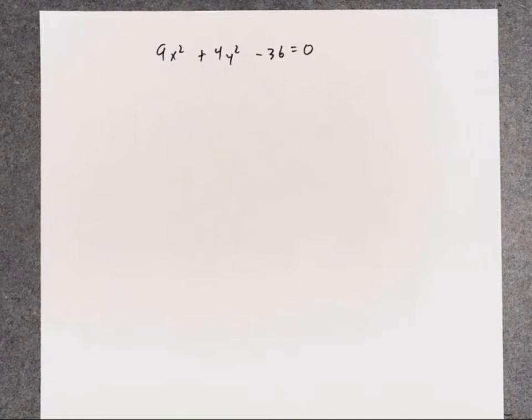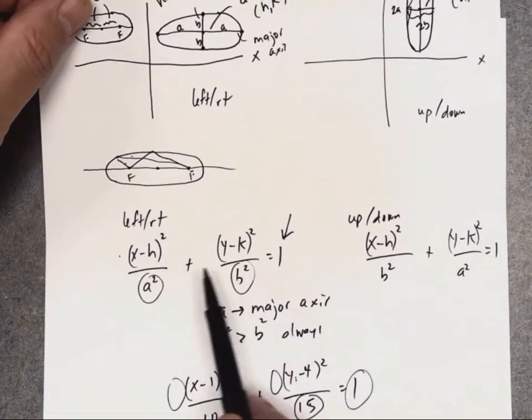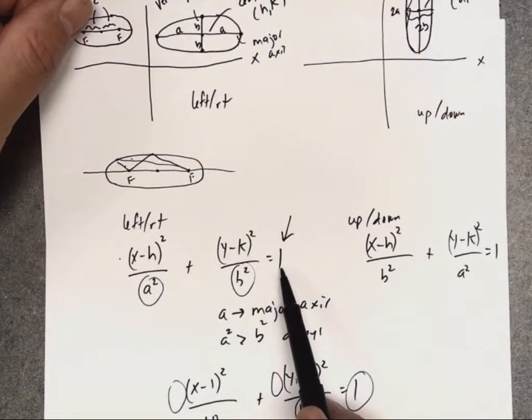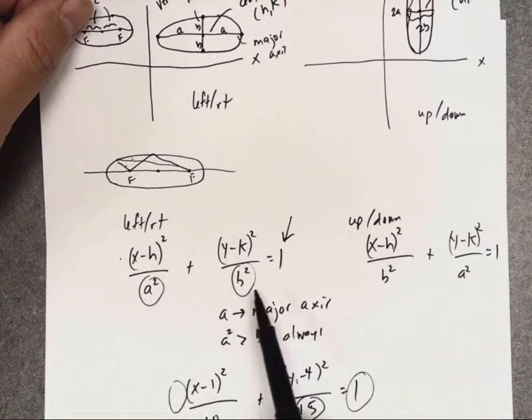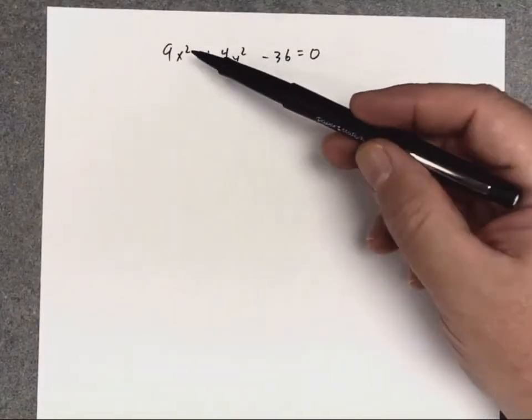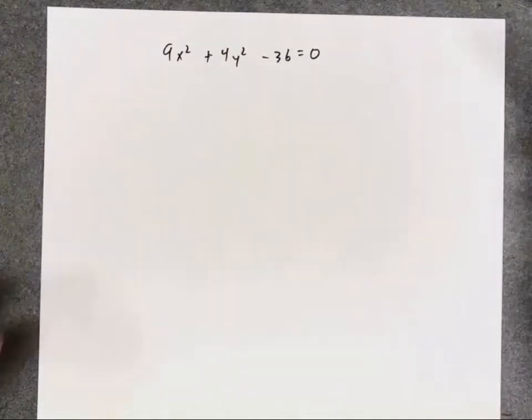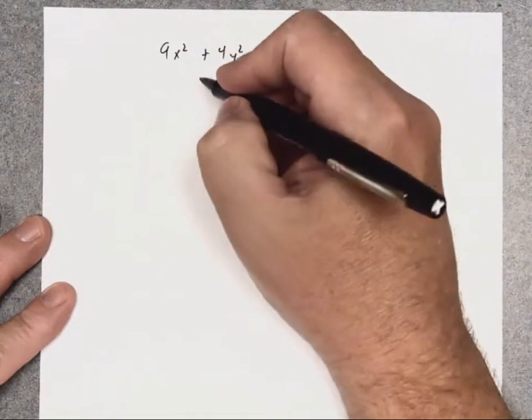First step is to always take your equation and put it in standard form. It's definitely not in standard form. Once again, standard form, we've seen it many times before. Looks like one of these two. You've got a 1 on one side. You've got some fractions with numbers in the bottom. Looks like we got an x squared and a y squared term. Here's my number term. Let's maybe get that to the other side. So I'll add 36 to both sides.